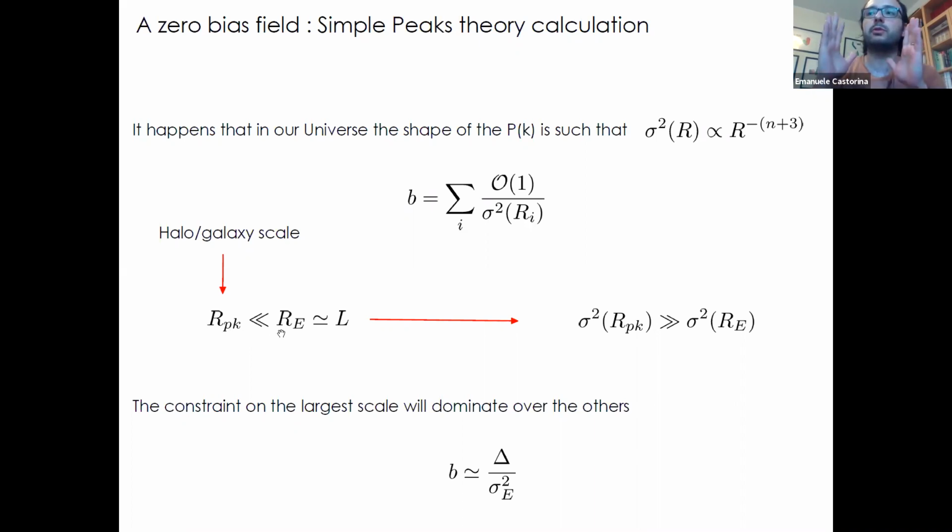And now if we want to make this selection such that this environmental scale, this L, is much larger than the scale of the halo or the galaxies. And so it just happens that in our universe, where the power spectrum is a certain power law, the variance of the fluctuations at scale R peak is much larger than the variance on the environmental scale. And so since the bias is inversely proportional to this quantity, at the end of the day, the bias is going to be proportional to the value of the density field on the environmental scale divided by the variance of the field on the environmental scale. And this has been checked also in simulation to work pretty accurately.